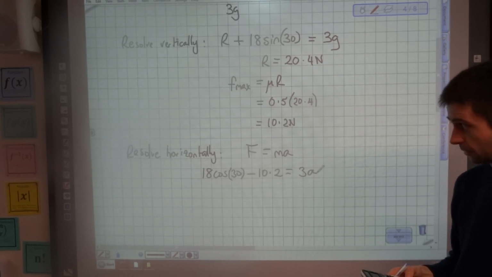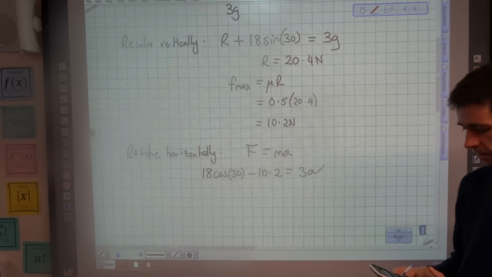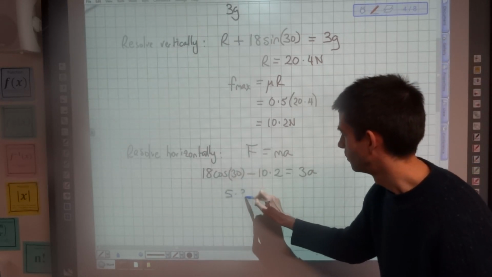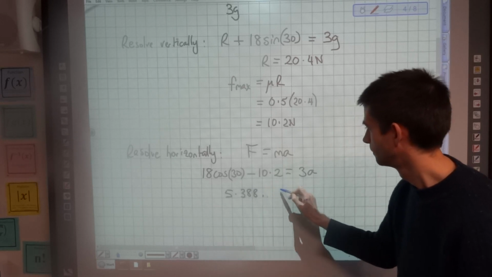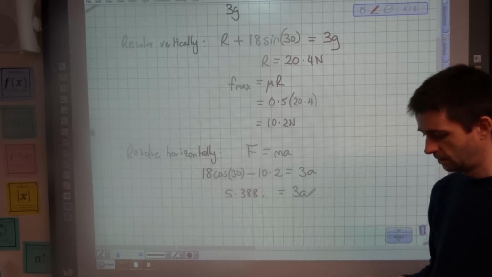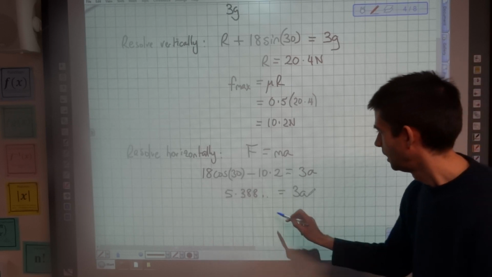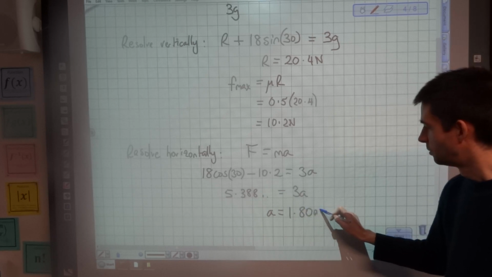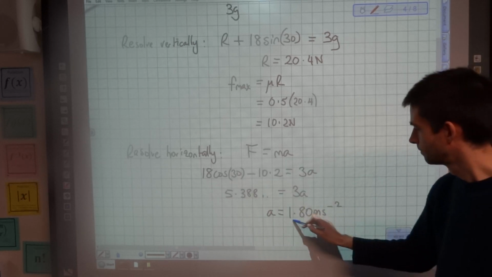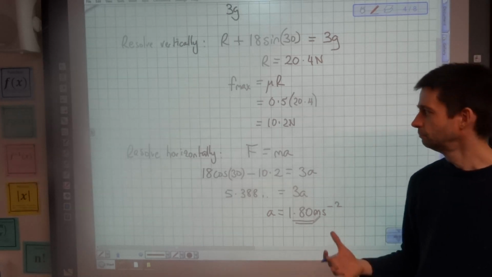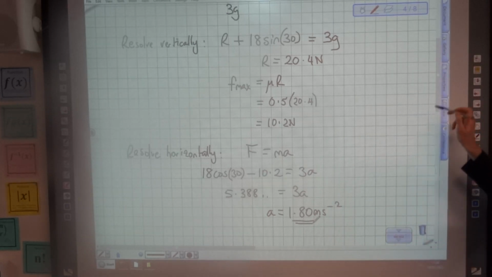So I'm just going to work out 18 cos 30 minus 10.2, which is 5.388. I can divide that by 3 to find the acceleration, and the acceleration to 3 significant figures comes out as 1.80 m s to the negative 2. Okay, so that's example 1.